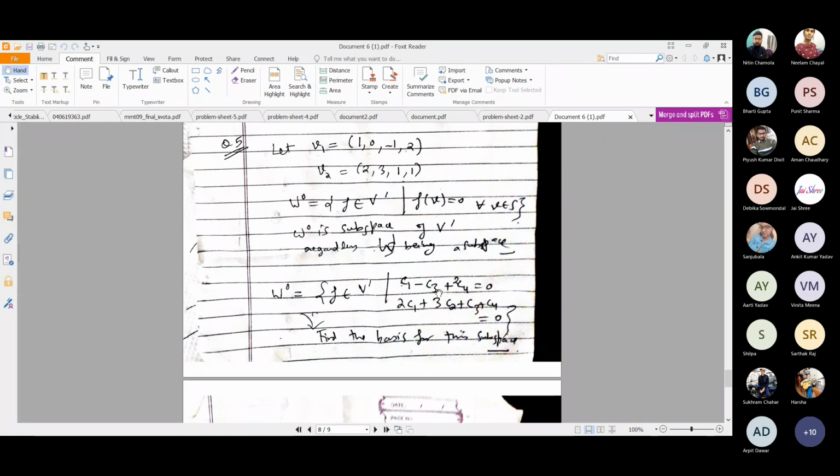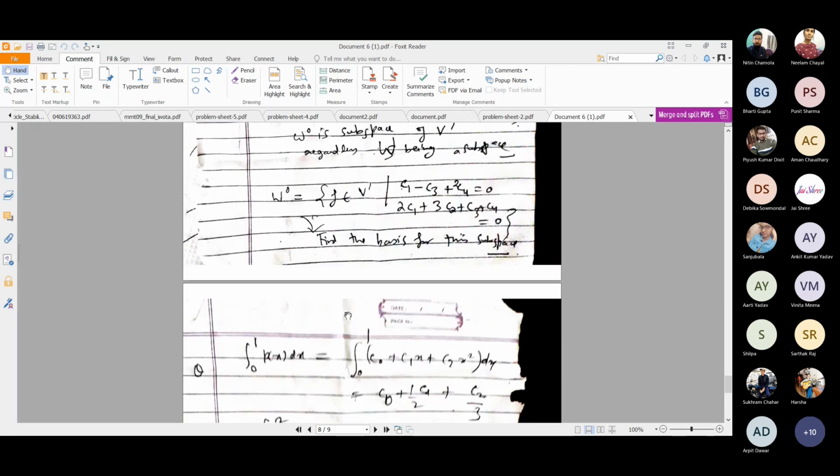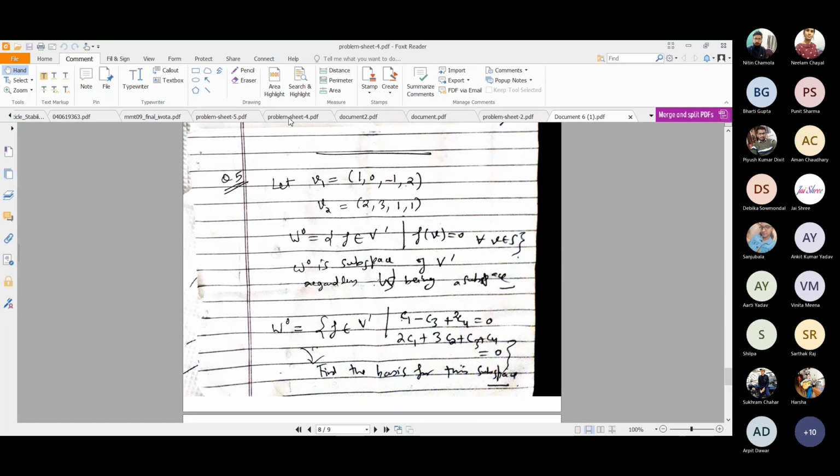Before telling me the basis, can you just tell me what is the dimension of this W naught? 2, sir. Is it correct? 2? Yes, sir. Okay, so in that way you can answer it. How will you find this? You can write c1, c2 in terms of c3 and c4, and these c3, c4 are two free variables. So you can write the basis. That is one idea.